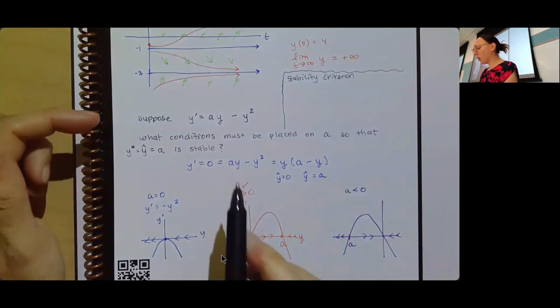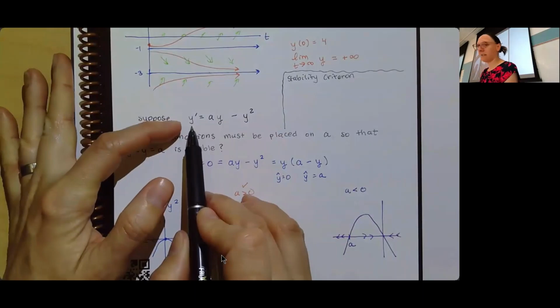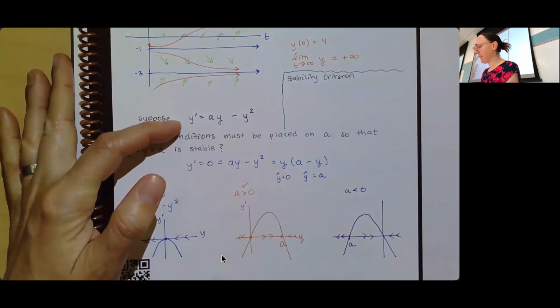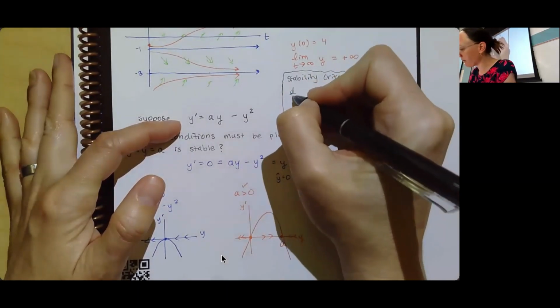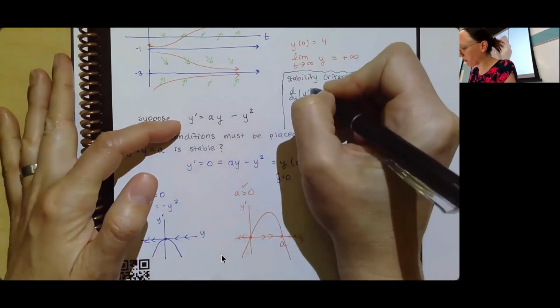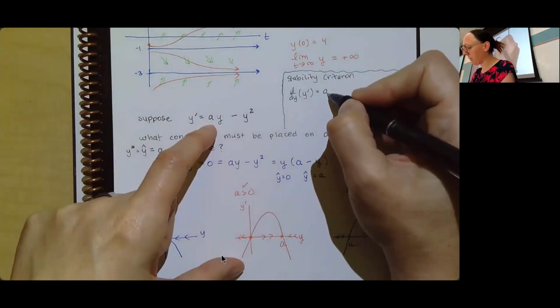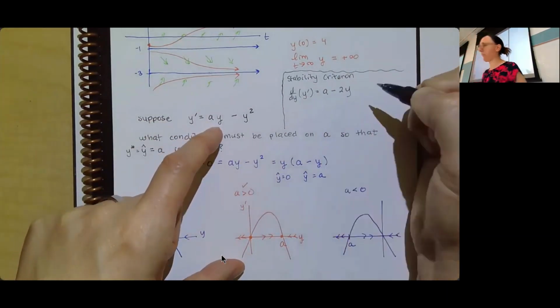that means that I'm going to look at my differential equation. I'm going to look at my y prime and I'm going to take another derivative. So I'm going to take the derivative of my y prime equation. And if I do that, I'm going to get a minus 2y.